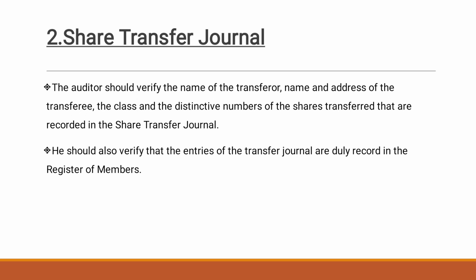Second point is share transfer journal. It means the auditor should verify the name of the transferor and the name and address of the transferee, the class and the distinctive numbers of the shares transferred that are recorded in the share transfer journal. He should also verify that the entries of the transfer journal are duly recorded in the register of members.